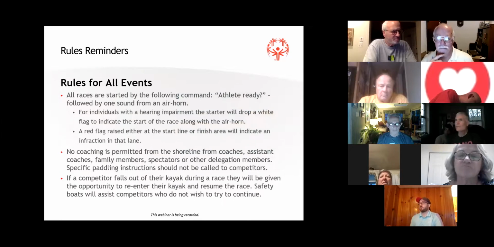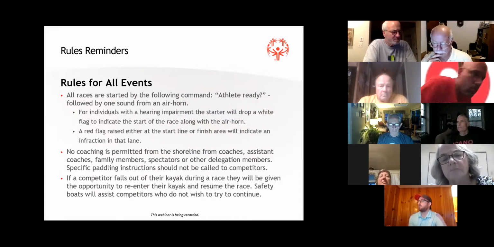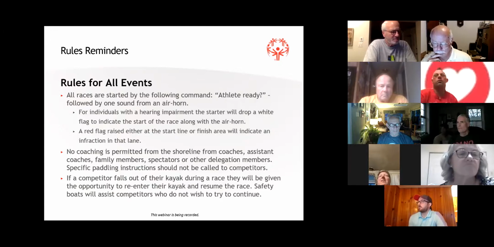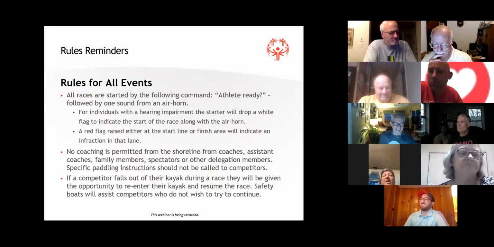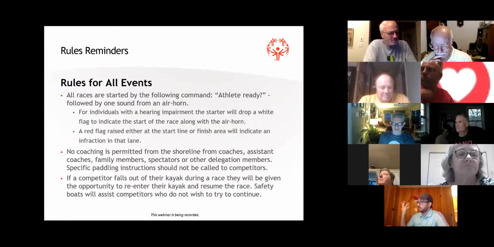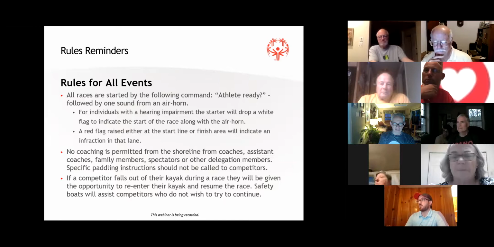Rules for events: we always use the same command, "athlete ready," followed by that air horn. Mr. Mike Myers, that's his favorite two weekends of the year, just blowing that air horn. His wife doesn't let him do it at home, but he loves to do it on the dock. So he always uses that same starting cue. We highly recommend that you get your athletes used to it. It's like being on the track with the gun. It might be worth investing in an air horn to get your athletes used to it.